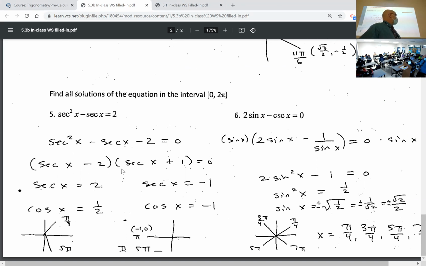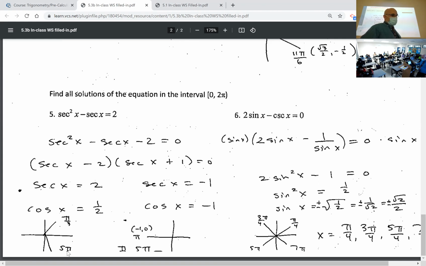Secant x minus 2 times secant x plus 1 is equal to 0. So now I've got two solutions. Secant x equals 2, or secant x equals -1. Well, if secant x equals 2, that means cosine of x is the reciprocal, 1/2. Where does that happen? At pi over 3 and 5 pi over 3.